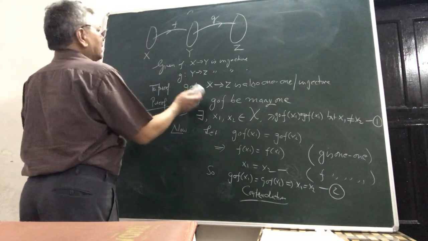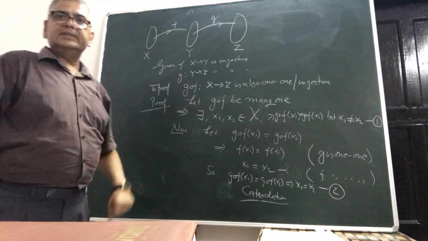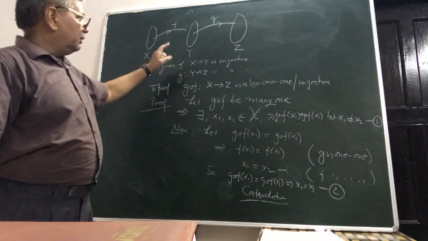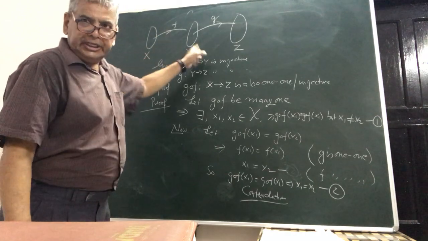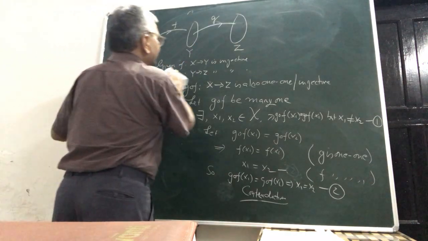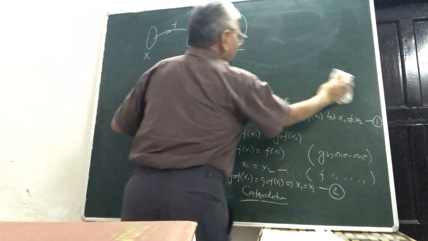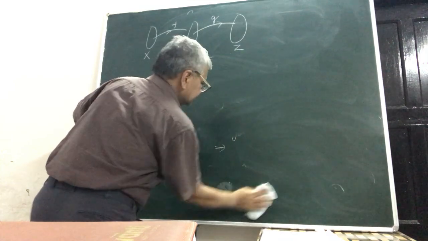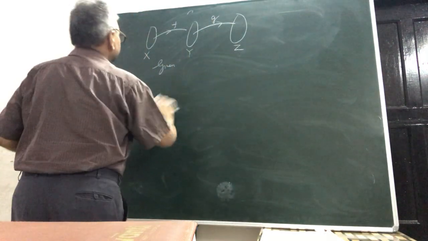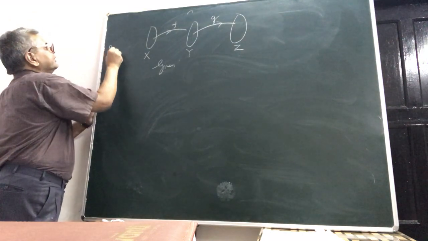Now, on the same lines, what you will prove in the next result is this: you are given that f is an onto function, g is an onto function, and you have to prove that g∘f will also be an onto function. This will be the second result. Write down result 2.